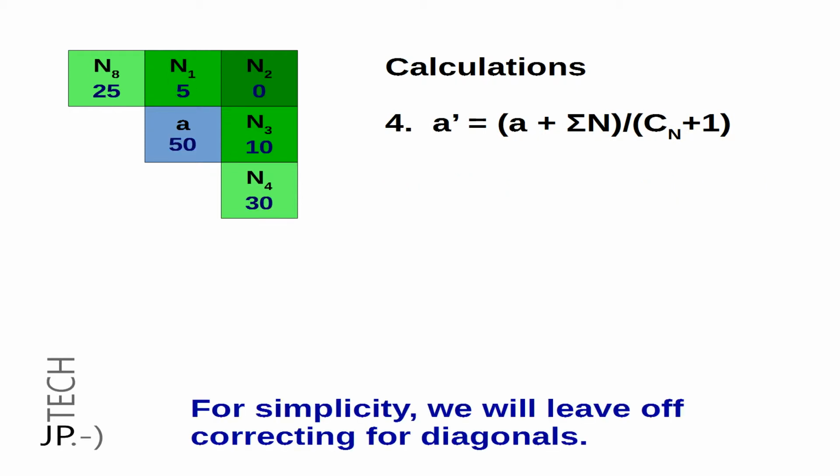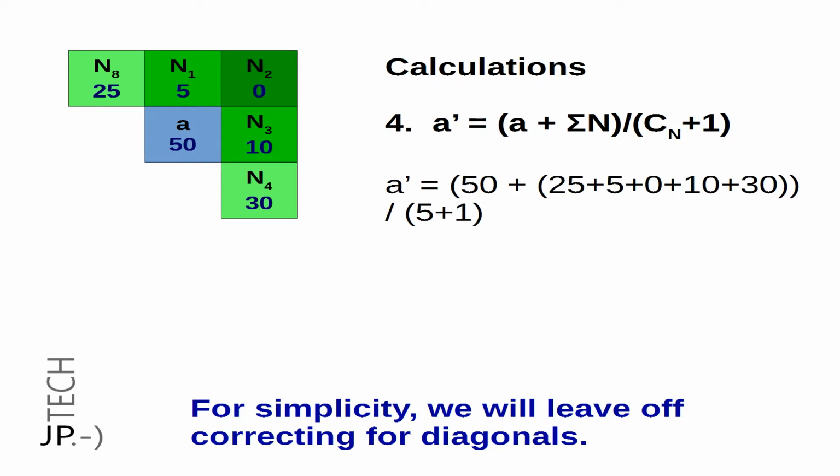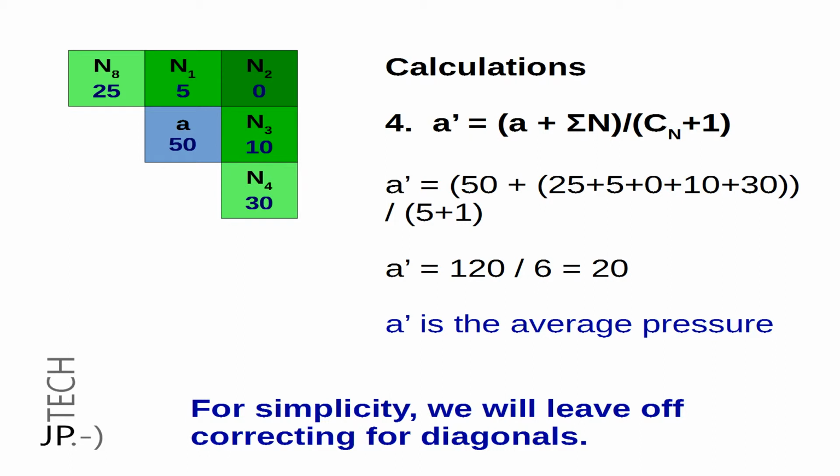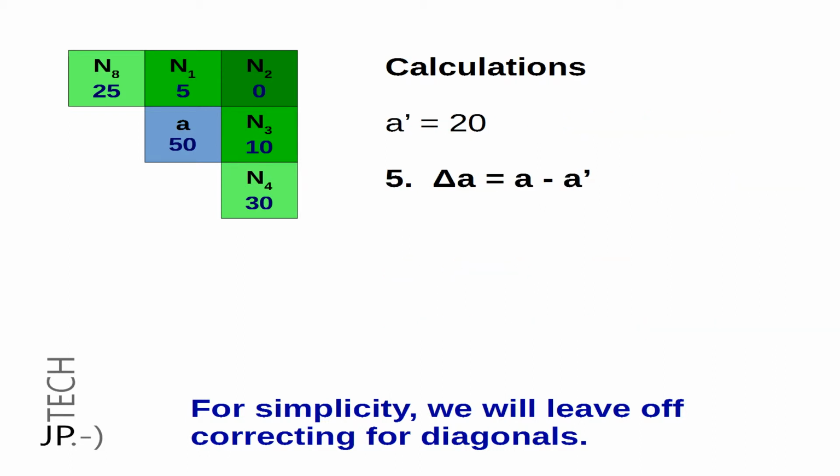In our example, A is equal to 50, so we add 50 to the sum of all of its neighbors and divide by 5, which is the number of neighbors we have, plus 1. That gives us an average pressure of 20, which is the new value for A. A prime is the average pressure. Delta A, or the change in value, change in pressure, is simply equal to A minus A prime. 50 minus 20 is 30.